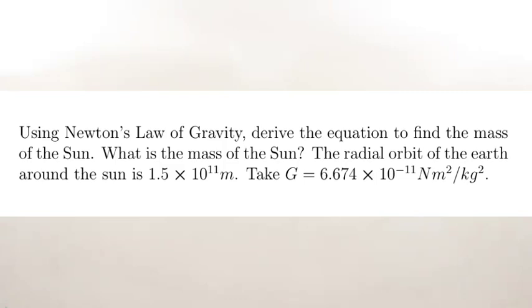Using Newton's law of gravity, derive the equation to find the mass of the Sun. What is the mass of the Sun? The radial orbit of the Earth around the Sun is 1.5 times 10 to the 11 meters. Take G equals 6.674 times 10 to the minus 11 Newton meters squared per kilogram squared.